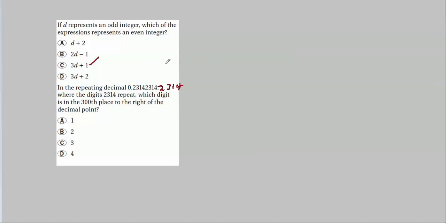Well, it repeats every 4, right? So, for instance, if you wanted to know what was in the 7th place, what would you do? You'd probably throw out the first 4 and figure out what would be in the 3rd place. If you said, what's in the 5th place? You'd throw out the first 4, and the 5th one would just be the first one in the next set of 4. In other words, what you're going to do is throw out every complete set of 4.